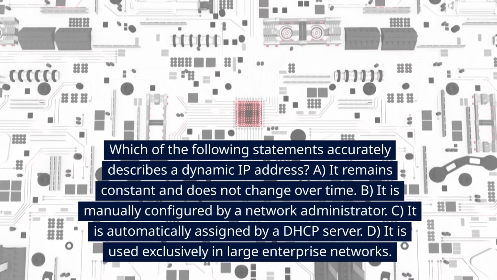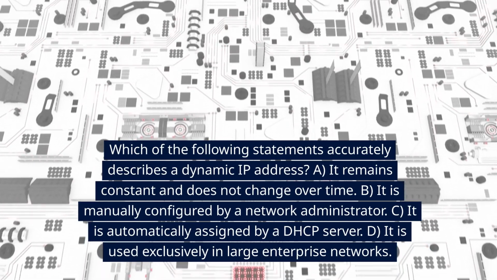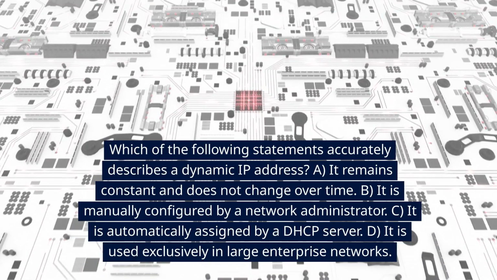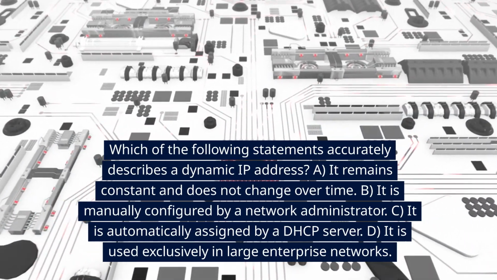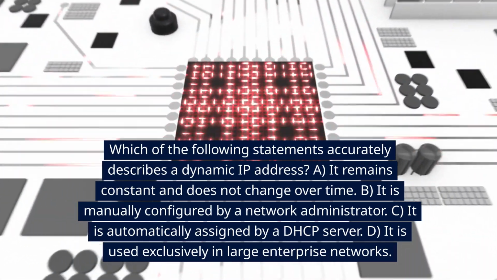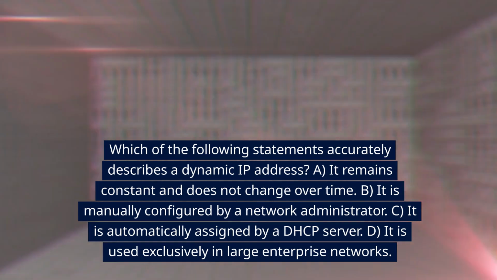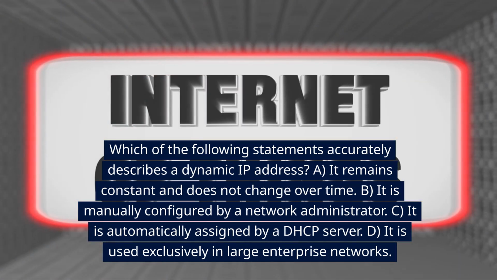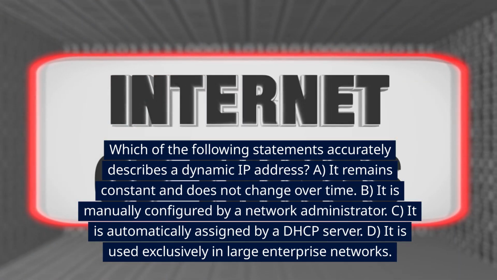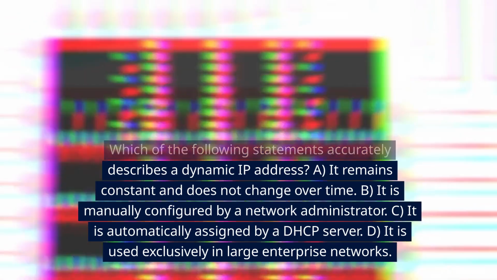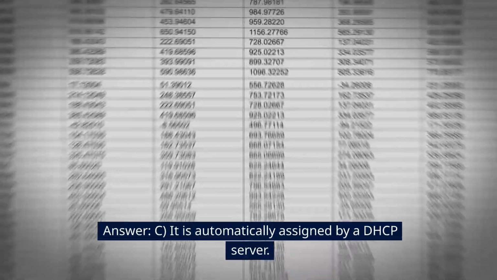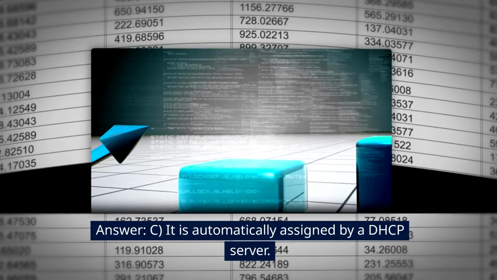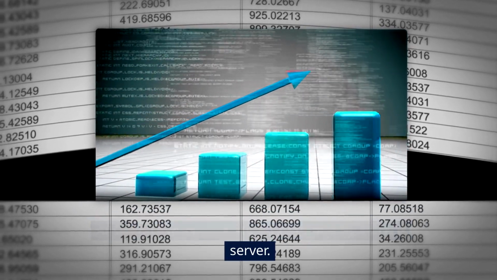Which of the following statements accurately describes a dynamic IP address? A. It remains constant and does not change over time. B. It is manually configured by a network administrator. C. It is automatically assigned by a DHCP server. D. It is used exclusively in large enterprise networks. Answer: C. It is automatically assigned by a DHCP server.